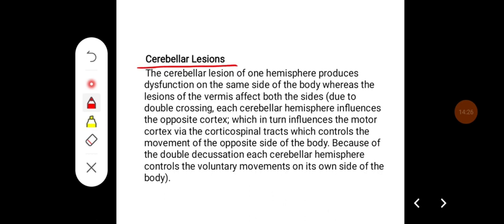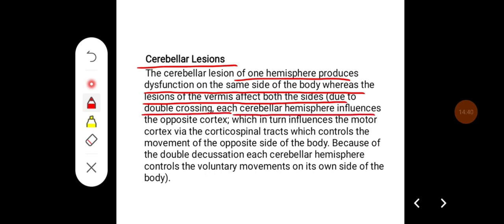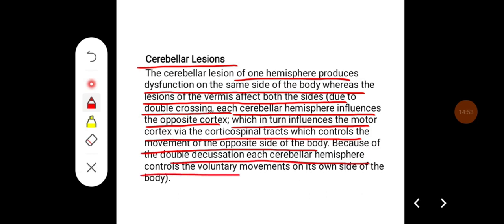Cerebellar lesions. The cerebellar lesion of one of the hemispheres produces dysfunction on the same side of the body, whereas lesion of the vermis affects both the sides due to the double crossing. That is, each cerebellar hemisphere influences the opposite cortex, which in turn influences the motor cortex via corticospinal tract, which controls the movement of opposite side of the body. Because of the double decussation, each cerebellar hemisphere controls the voluntary movements on its own side of the body.